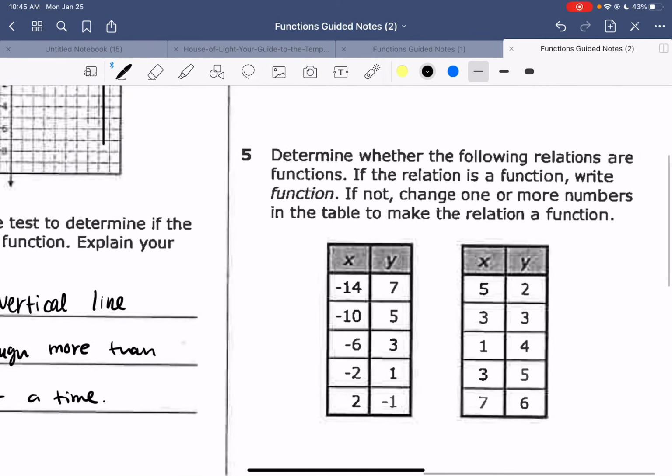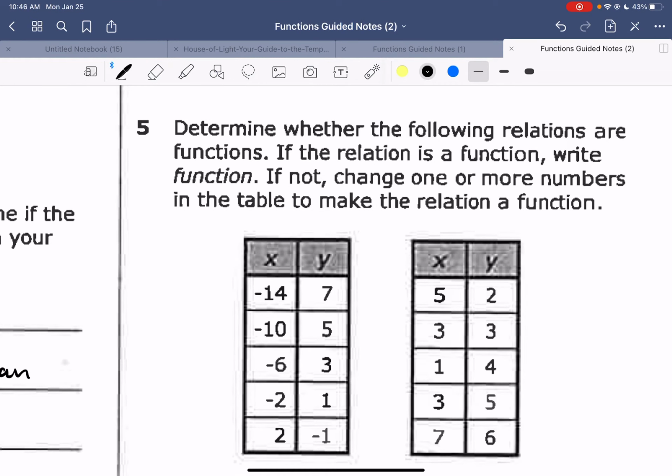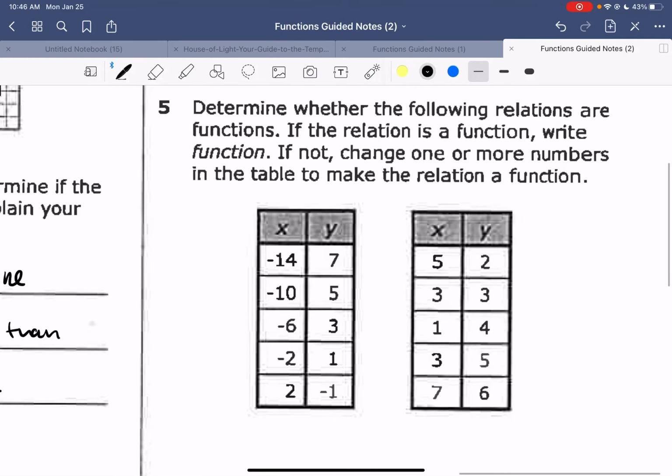All right, and our last one, determine whether the following relations are functions. If the relation is a function, write function. If not, change one or more of the numbers in the table to make the relation a function. So we can go ahead and start by looking. So we see a -14 to a 7, a -10 to a 5, -6 to 3, -2 to 1, 2 to 1.